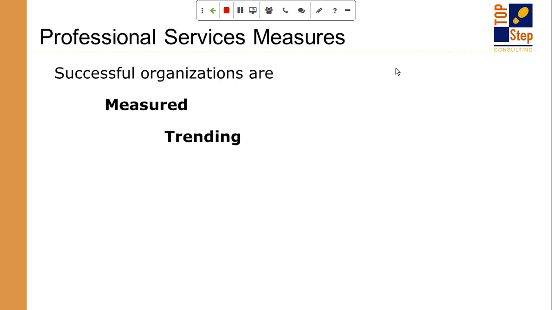Then the second one is more of a trending measure. Trending measures are a combination of where you've been, but they give you a little bit more information about where you may be going.